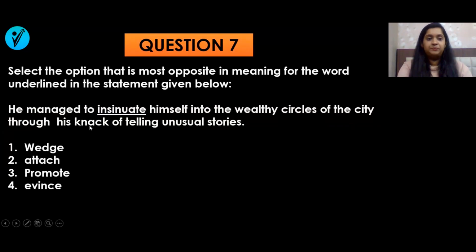Question number 7. Select the option that is the most opposite in meaning for the word underlined in the statement given below. He managed to insinuate himself into wealthy circles of the city through his knack of telling unusual stories. So, insinuate means to drive himself or direct himself in an unpleasant way. So, this is a negative term. So, you have to come up with a positive term which could be the opposite of it.